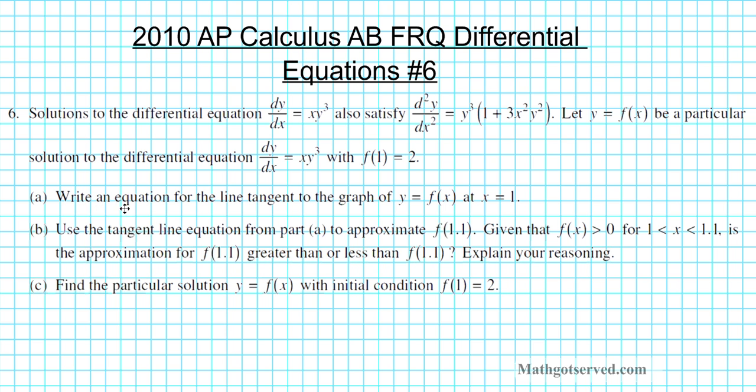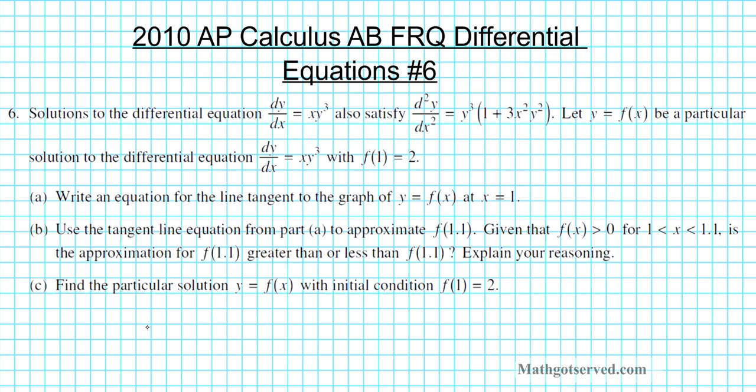For the A part, we have to write an equation for the line tangent to the graph y equals f of x at x equals 1, given this information. So if we want to write the equation of a tangent line, we need two things. We simply need a point and a slope. We think back to algebra 1 and 2.